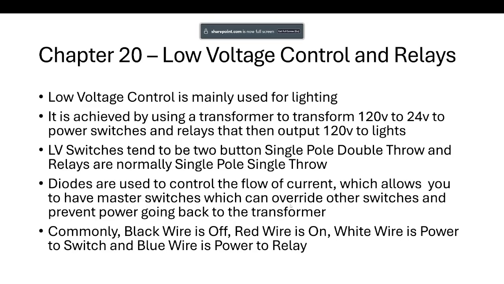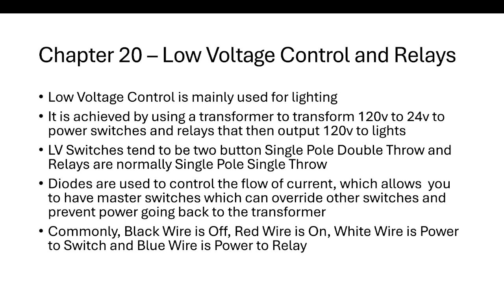Sorry. So, low voltage control and relays. Low voltage controls are mostly used for lighting, at least this is how we use them. They are achieved by using a transformer to transform 120 volts to 24 volts to power switches and relays that then output 120 volts to lights. So, low voltage switches tend to be 2-button single pole double throw, and relays are normally single pole single throw, at least based on what we've had in lab.